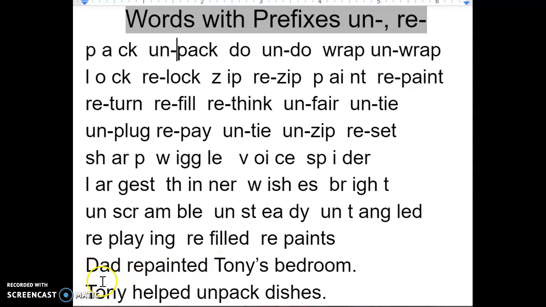So let's move on to our very last sentence. We have Tony helped unpack dishes, period. Tony, capital, person's name, and the beginning of your sentence. Helped, adding ed to signify that this is in the past tense. And unpack, meaning to undo it. Unpack the dishes, period.